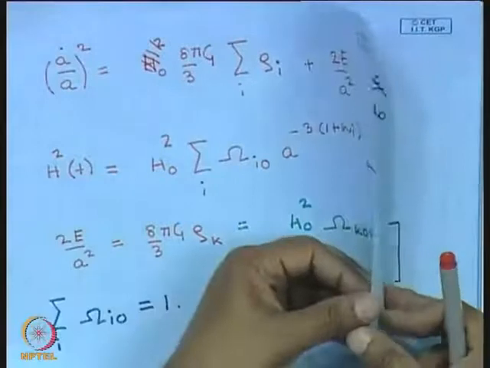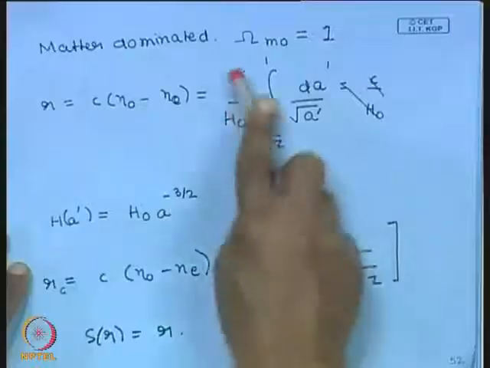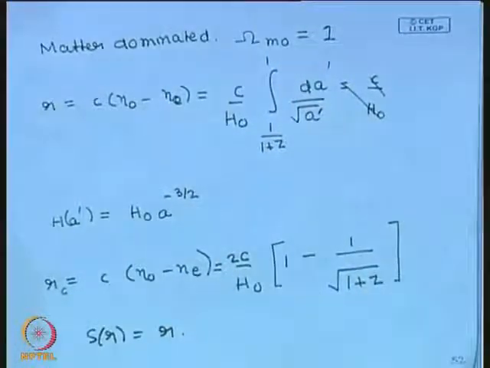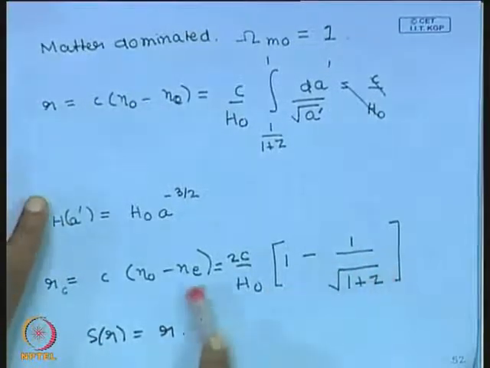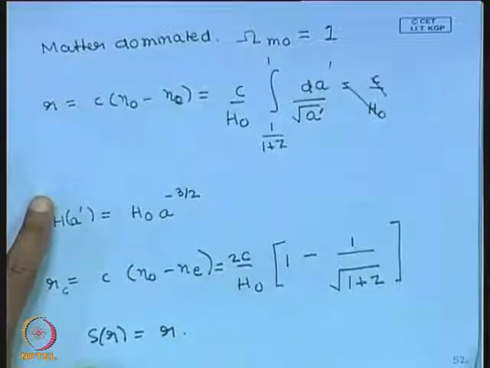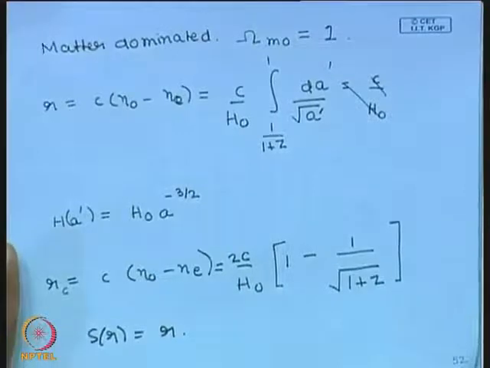And we had worked out one particular example. The example that we had worked out is where omega matter is 1, there is only matter in the universe. And for this model, we had seen that the comoving distance goes as 1 minus 1 by square root of 1 plus z, times 2c by H naught. Let me show you what this looks like. We had drawn this in the last class. Let me show you here in the graph what this looks like.